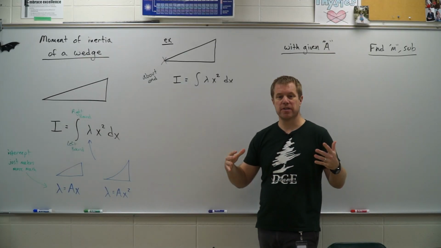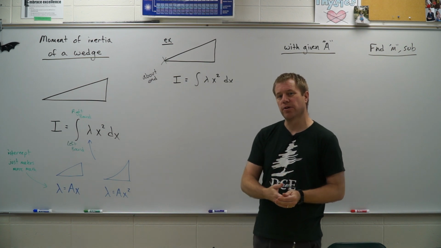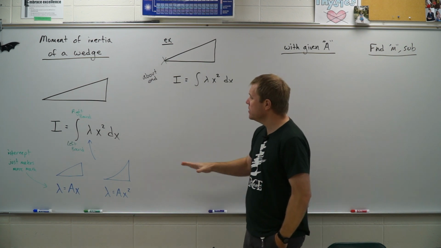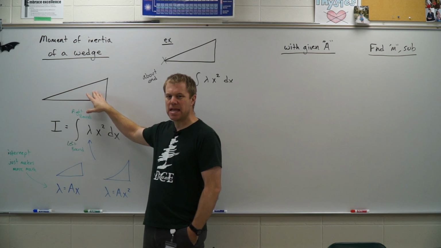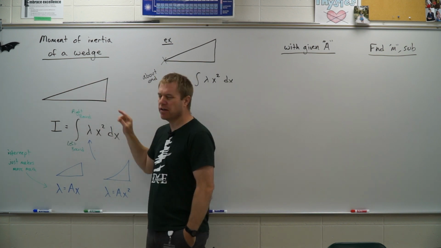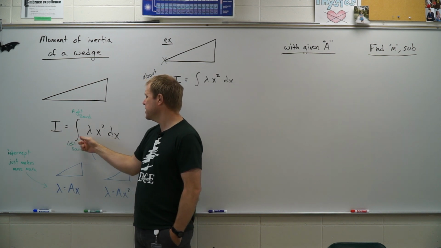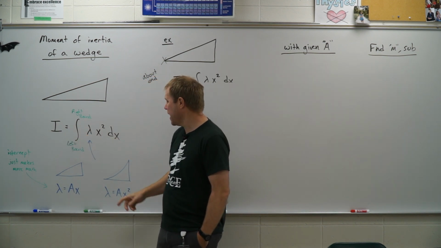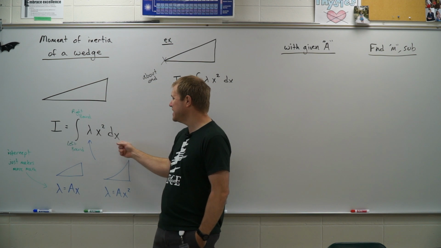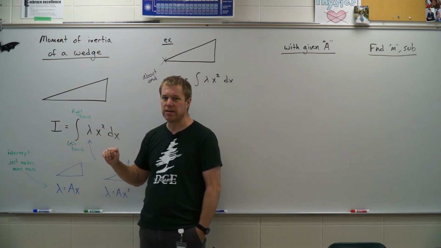Let's walk through a couple examples of dealing with the moment of inertia for a wedge. And so this is an example of what they mean by a wedge, just a triangle. Now, the generic idea here is that the moment of inertia is equal to our lambda value times x squared dx from our left bound to our right bound.